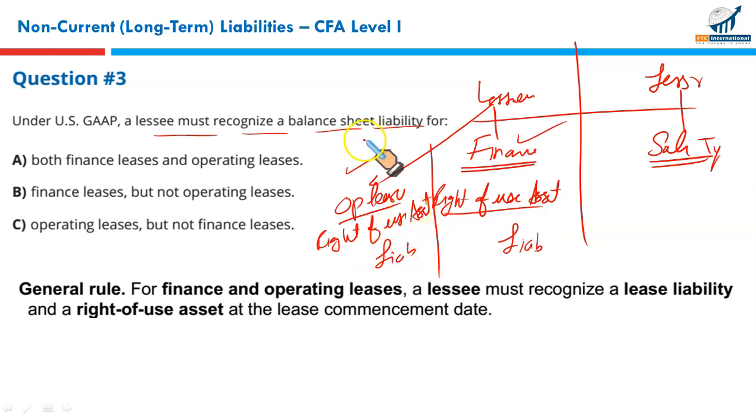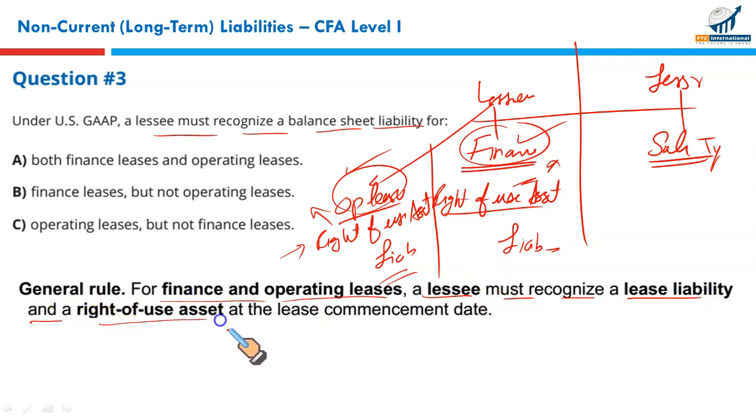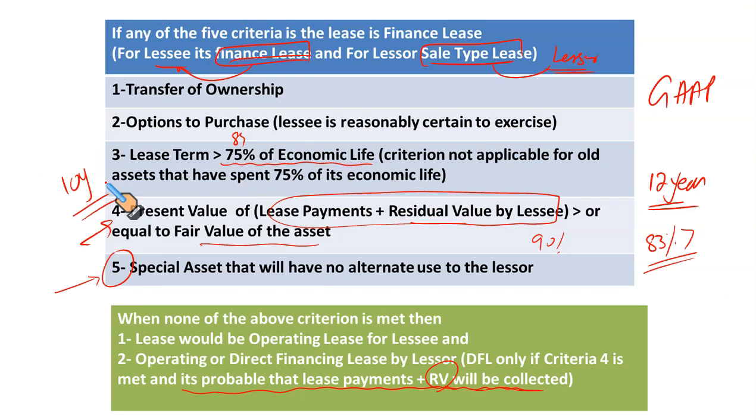So an interesting point to remember, for the lessee, whether the lease is a finance lease or an operating lease, the entry is the same. Debit the right of use asset, credit liability. It's just that the right of use asset is treated differently in operating and finance lease, but the original entry to recognize the asset and liability is the same. So remember, general rule for finance and operating leases, a lessee must recognize a lease liability and a right of use asset at the lease commencement. So whether it's a finance lease or an operating lease, asset and liability will be recognized. This is something new which wasn't there in our previous leasing standard, right? And that we have already discussed.